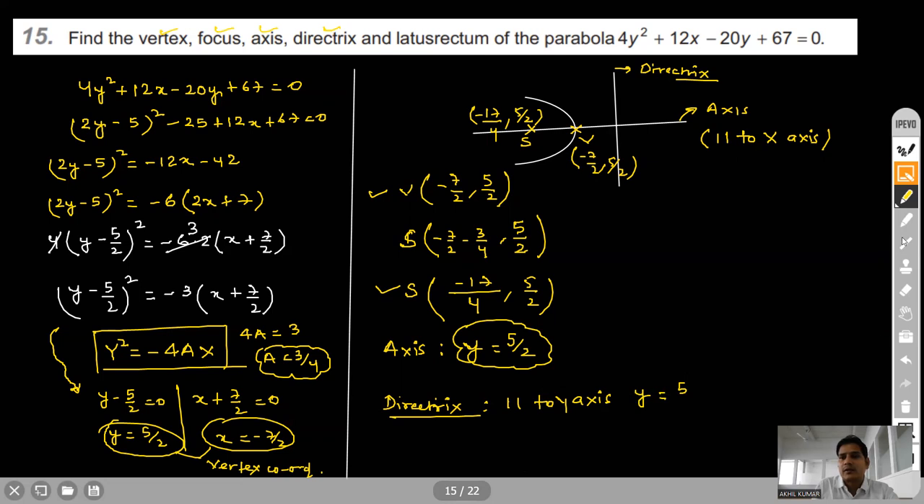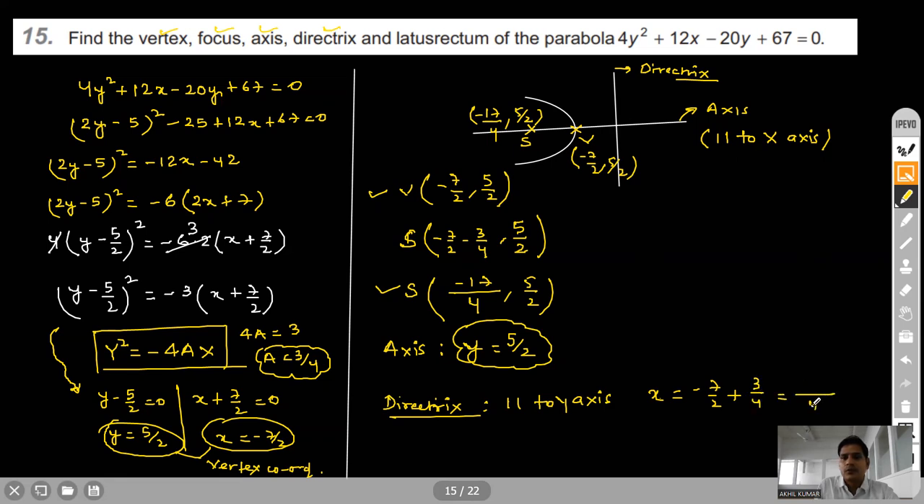Sorry, not y equal to, x equal to. If I said y equal to constant, I was wrong actually. It will be x is equal to some constant, not y is equal to some constant. So I'm taking my words back if I mistakenly spoke like y equal to constant. So directrix will be parallel to y axis, and the equation of directrix will be x equal to this minus 7 by 2 and plus a. What is a? Plus 3 by 4.